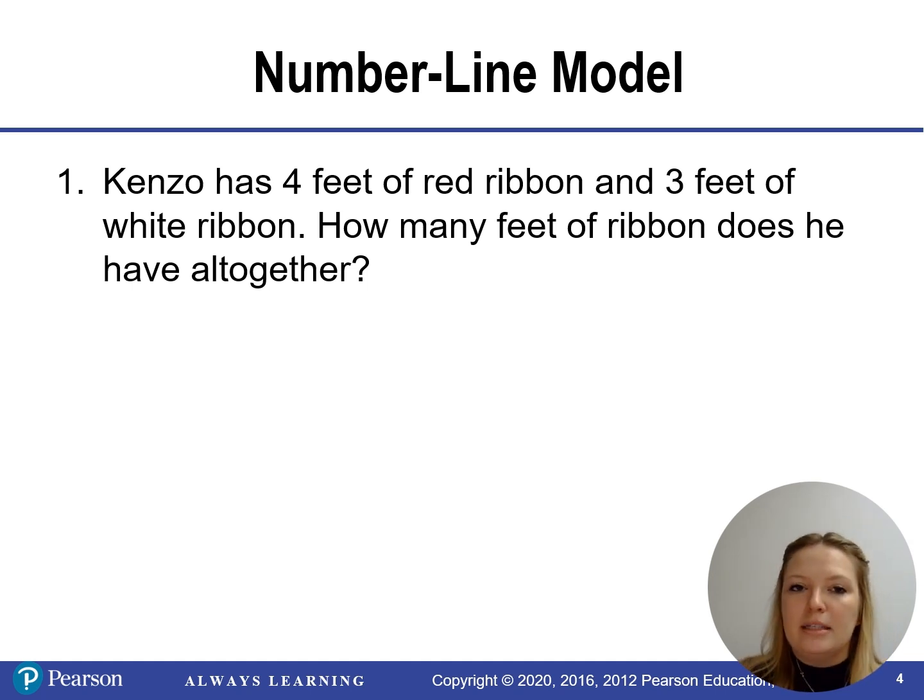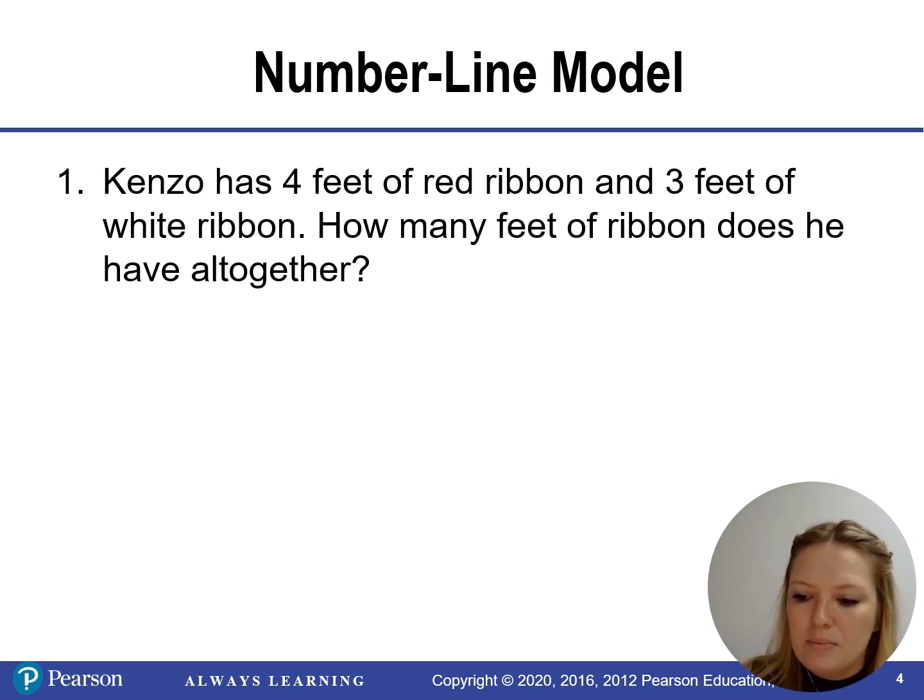Another way we can think about addition is through a number line model. This is useful for examples where we're talking about length, maybe. So Kenzo has 4 feet of red ribbon and 3 feet of white ribbon. How many feet of ribbon does he have altogether?